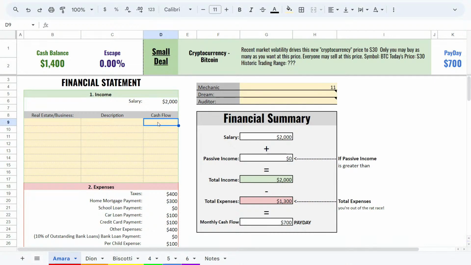The top left has the cash balance, how much money is in your bank right now. What percentage out of the rat race are you? Your passive income to expenses. And what's your current payday? So we're going to play. And if you've never played before, or if you played a long time ago, a lot of this won't make sense. And so as we go, we'll just learn as we go. But does anyone have any questions to start?